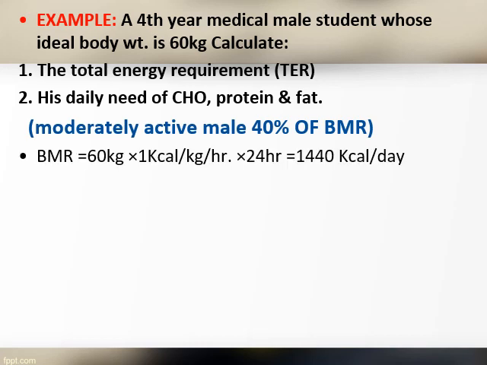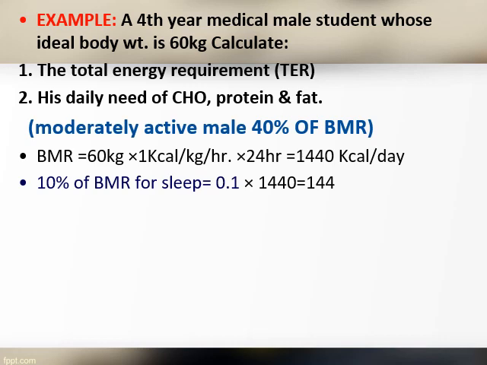To calculate the basal metabolic rate, we have to multiply his ideal body weight, 60 kilograms, by 1 kilocalorie per kg per hour because he is male, and multiply by 24 hours. So the result is 1440 kilocalorie per day, which represents the medical student's basal metabolic rate.